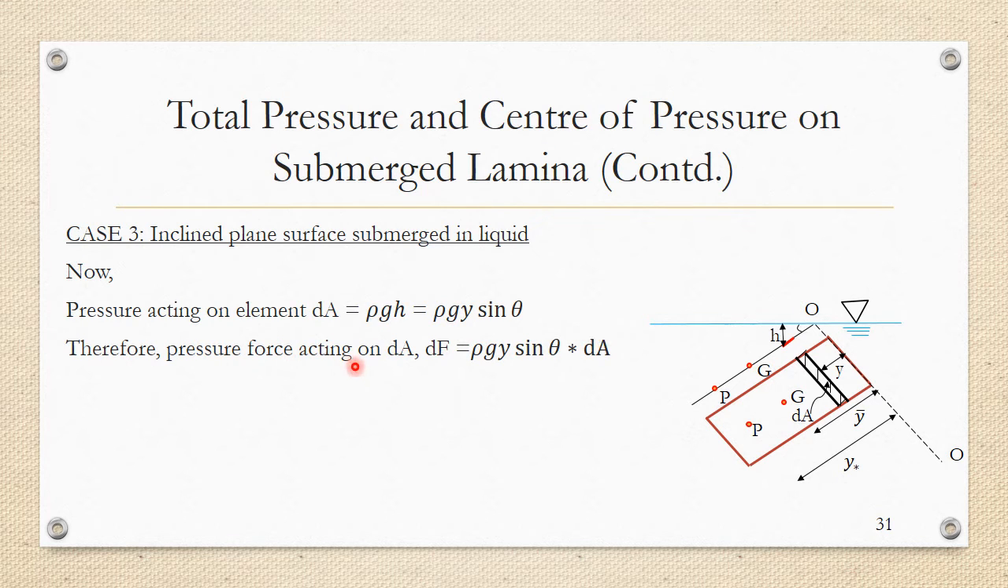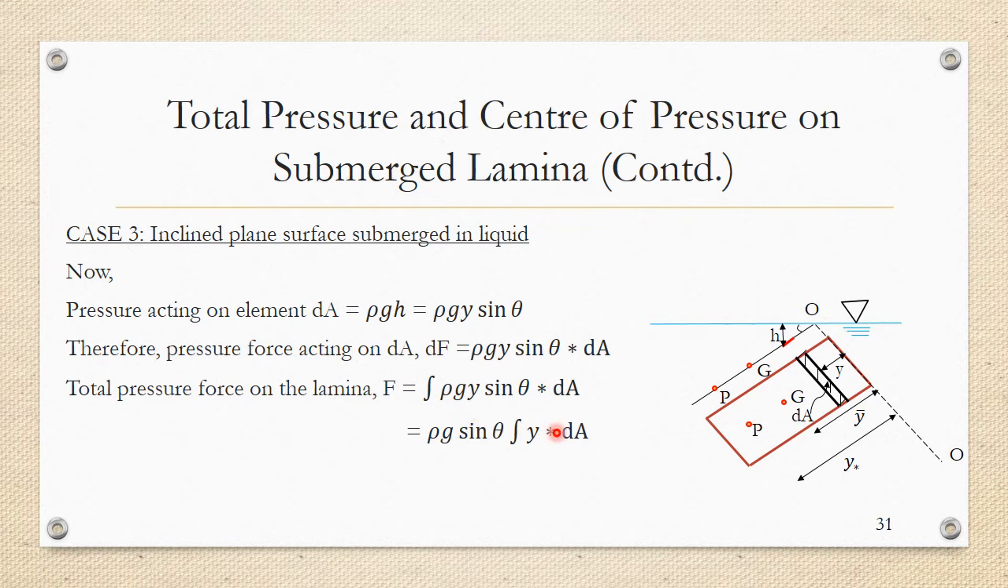So, the total pressure force acting on dA, which is dF, can be written as rho g y sine theta into dA. And so, the total pressure force acting on the whole lamina can be obtained by integrating this expression as integral rho g y sine theta into dA. All the constant terms can be taken outside. Rho g as well as sine theta is a constant because theta is a constant. So the only thing remaining inside the integral sign would be y dA, and as we had discussed in the mechanics refresher earlier, integral y dA is nothing but y bar A, and so rho g sine theta into y bar A is what we get as the total pressure force on the lamina.